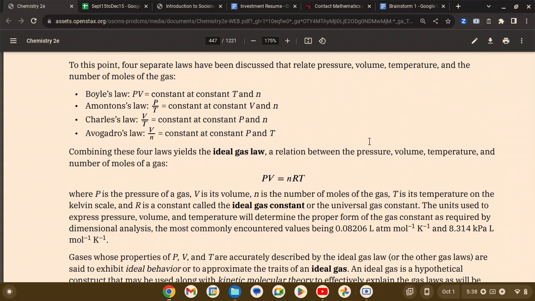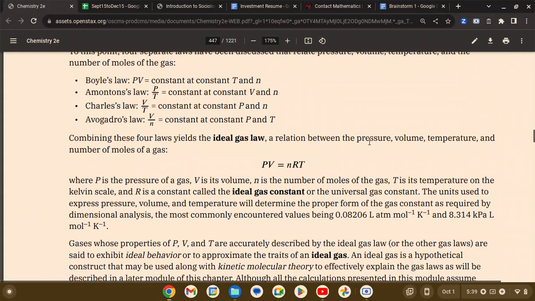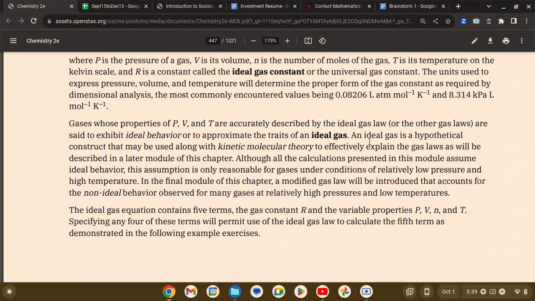Combining these four laws yields the ideal gas law, a relationship between the pressure, volume, temperature, and number of moles of a gas: PV equals nRT, where P is the pressure of a gas, V is its volume, n is the number of moles of the gas, T is its temperature on the Kelvin scale, and R is a constant called the ideal gas constant, or the universal gas constant. The units used to express pressure, volume, and temperature will determine the proper form of the gas constant as required by dimensional analysis, the most commonly encountered values being 0.08206 liter atmospheres per mole Kelvin and 8.314 kilopascal liter per mole Kelvin.